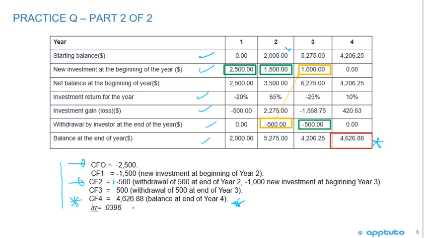And CF4, as I said, you had to go through the whole table: 4,268. If you calculate the IRR, it's going to be closest to B, so the answer was B.